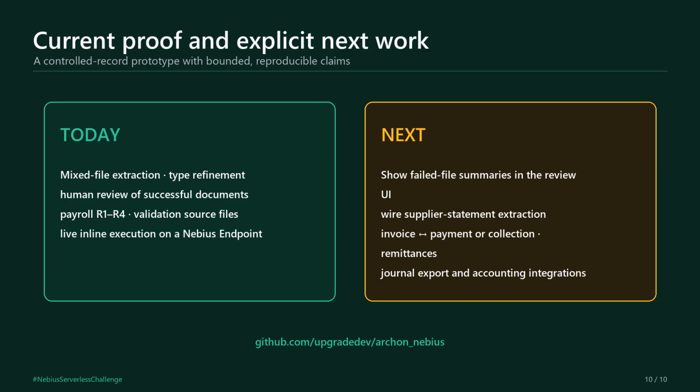The next work is equally explicit: surface failed-file summaries in the review interface, wire supplier statement extraction, add invoice-to-payment and invoice-to-collection events, verify tax and contribution remittances, and integrate with accounting journals. That boundary is the honest Archon story for this challenge.